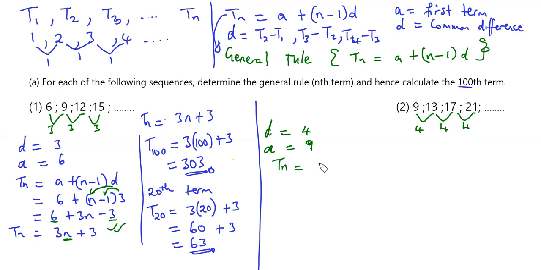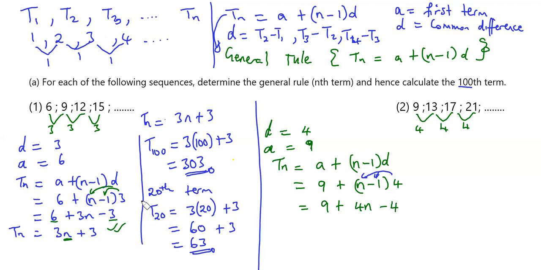Okay, then we have our formula. Tn is equal to A plus n minus 1 D. Then what is our A? Let's substitute together. 9 plus n minus 1. What is our D? It's 4. Now let's take the 4 in. So it's going to be 9 plus 4 times n, 4n. 4 times negative 1, negative 4.